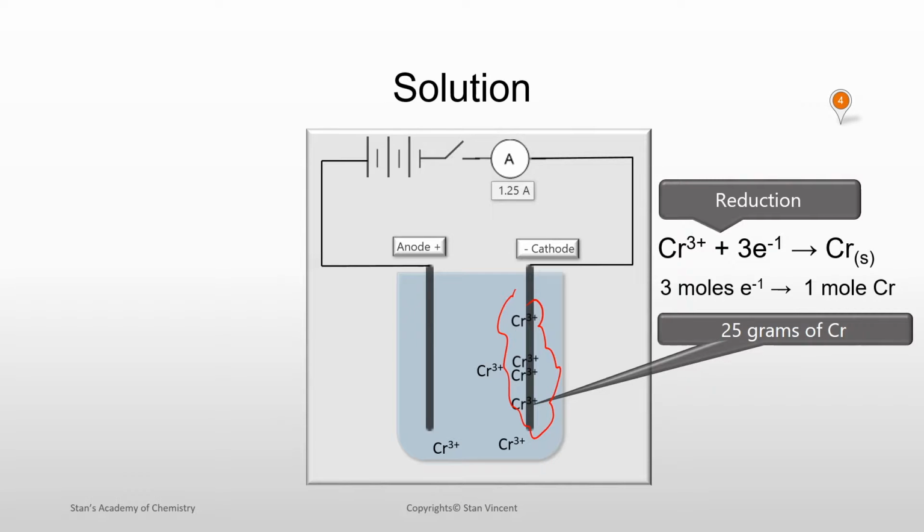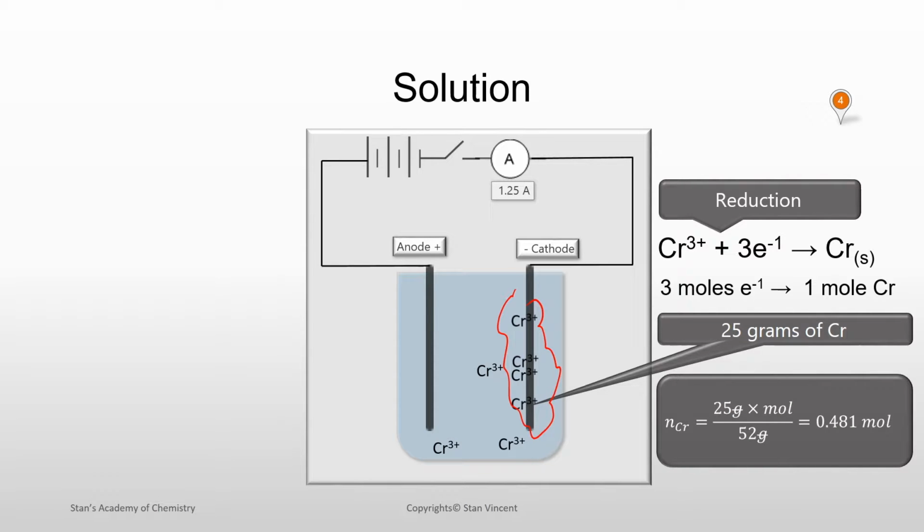Now, the equation above says if you have 3 moles of electrons flowing through the circuit, we get 1 mole of chromium. So how many moles is 25 grams of chromium? We will convert the 25 grams of chromium to moles, dividing the mass of chromium by the molar mass, and it will give you 0.481 moles.